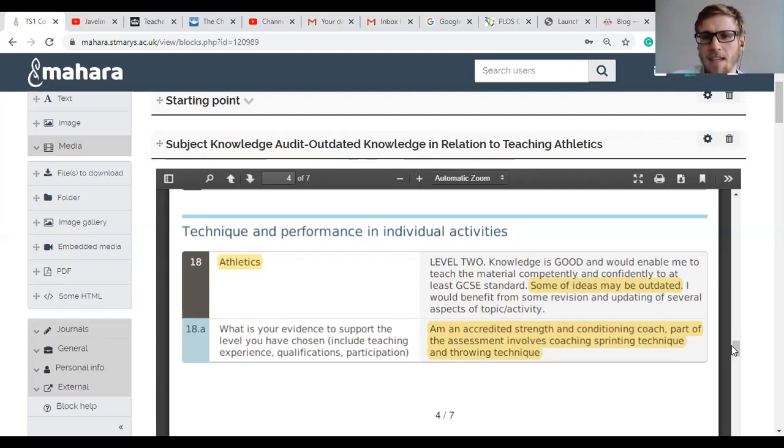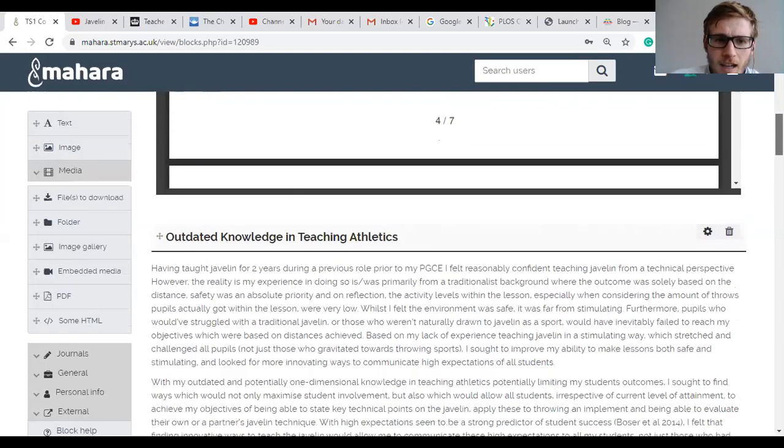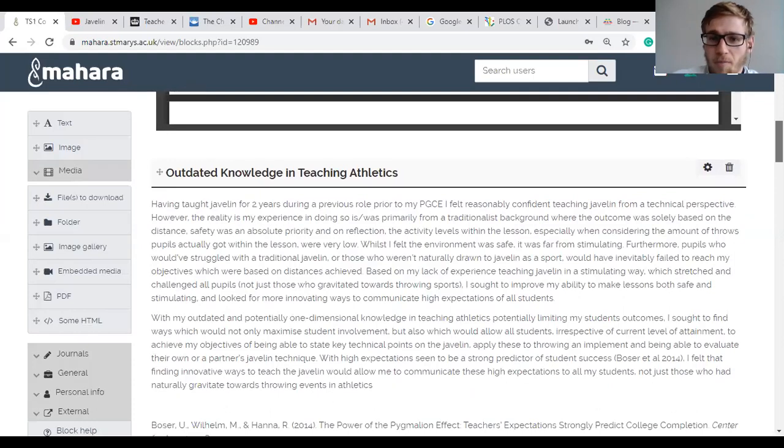So although I felt like I had a reasonable understanding of the technical model, putting this into practice in terms of stretching and challenging all pupils with high expectations, I felt would have been difficult without some additional improvements or professional development. So having taught javelin for 2 years during my previous role, as I said, I felt reasonably confident from a technical perspective, but the reality is I probably wasn't delivering lessons in a manner that was stimulating for all pupils, and therefore certain pupils' progress would undoubtedly have been hindered.